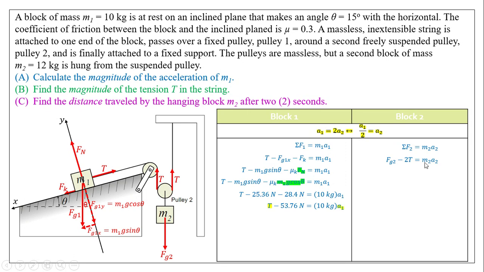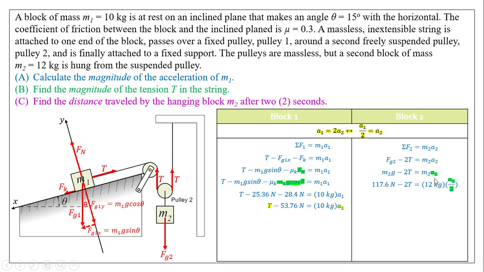All right, and that equals M2A2. Well, this is pretty light work, right? F of G2 is simply mass 2 times gravity, and then everything else stays the same. But mass 2 is given as 12 kilograms here. M2 is given as 12 kilograms. So if you plug in 12 kilograms times 9.8, you'll get 117.6 minus 2T times 12 kilograms.